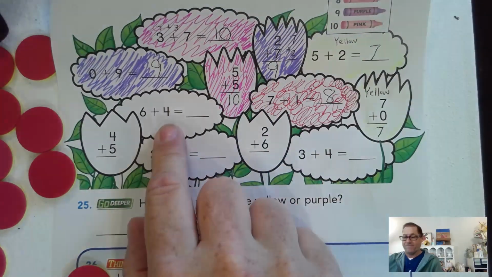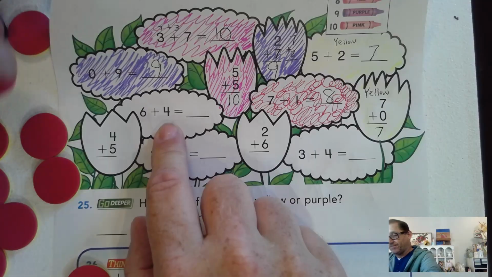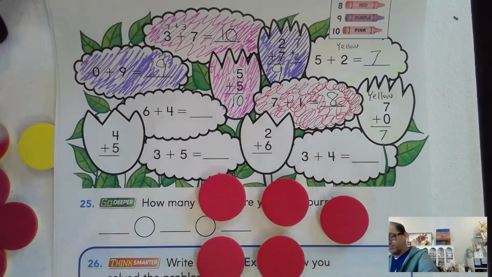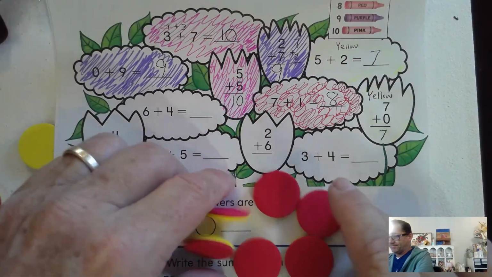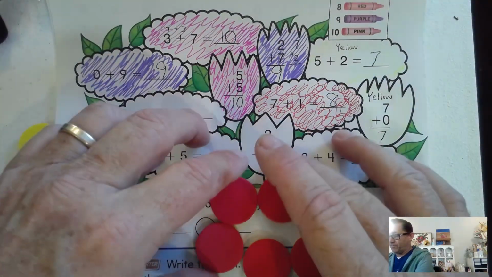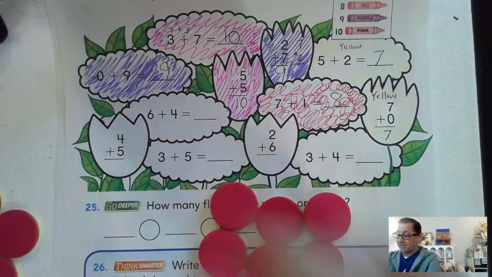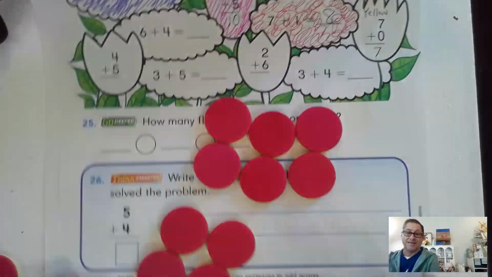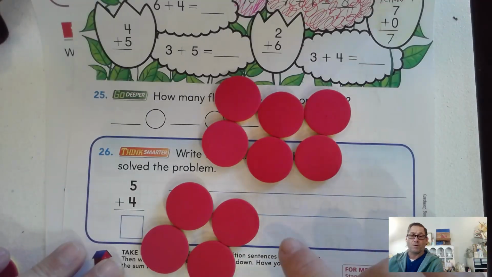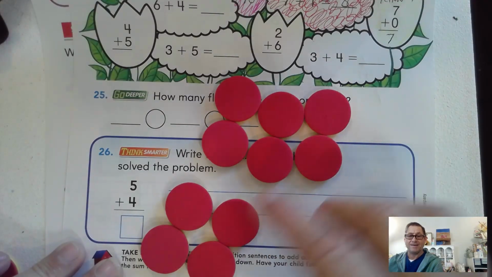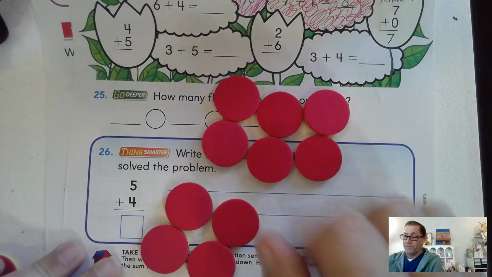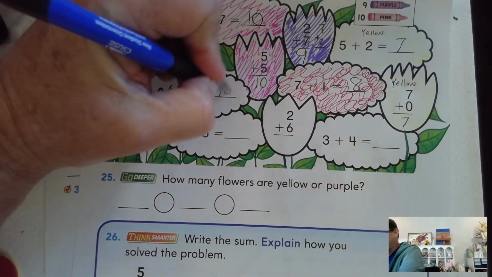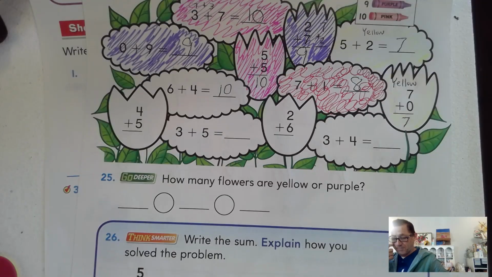Alright, 6 and 4. We had that problem earlier. And again, you'll start to recognize the sums of these. And you may not even have to count on. That's our goal, is to not have to add on. That we just will know these sums. Well, 6 and 4, 6, 7, 8, 9, 10. So 6 and 4 is always going to be 10. And 10 you color pink.